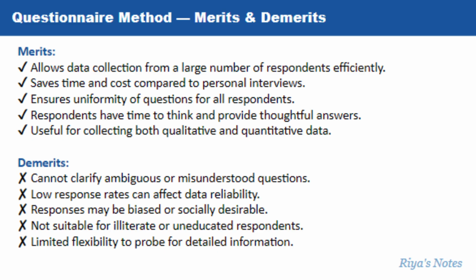Demerits. Cannot clarify ambiguous or misunderstood questions. Low response rates can affect data reliability. Responses may be biased or socially desirable. Not suitable for illiterate or uneducated respondents. Limited flexibility to probe for detailed information.